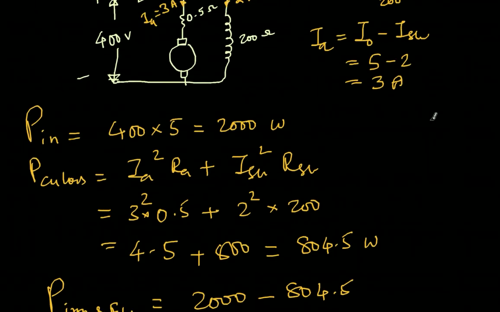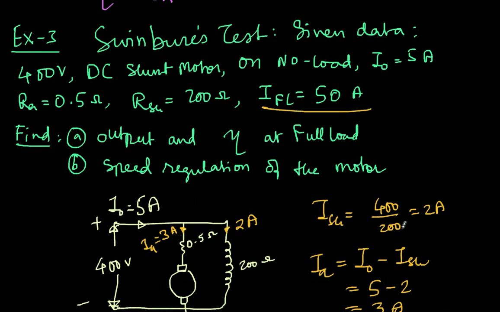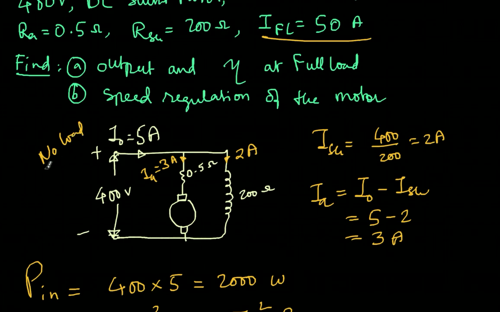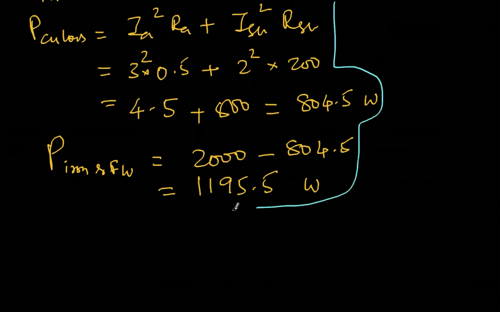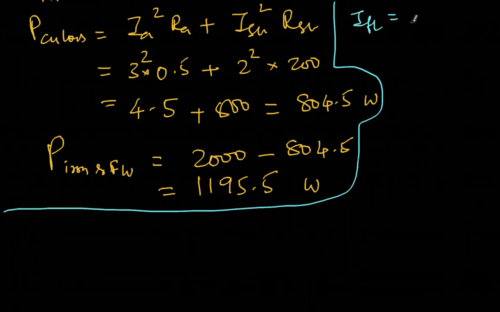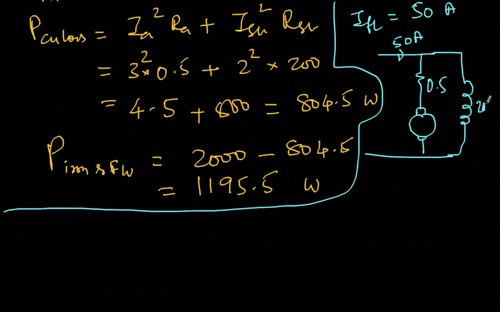So let's go back, and if I look at the question once again, the full load current is 50 amperes. This was under no load conditions, where Swinburne's test is conducted. Now under full load conditions, what happens? I'm running out of space, but let me see. Under full load, you have 50 amperes flowing here, and this is the armature with armature resistance 0.5 ohms. Here the field winding is 200 ohms. This current is anyway 2 amperes, which we already calculated, so the armature current will be 48 amperes for the motor.